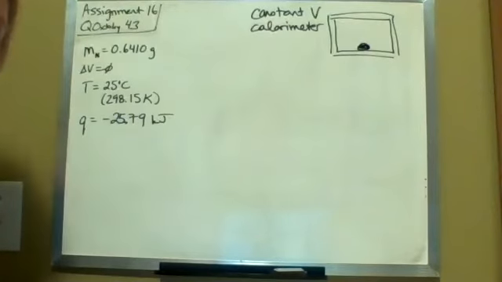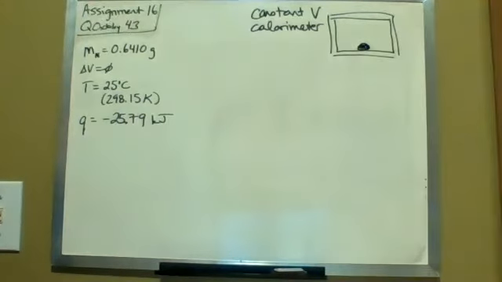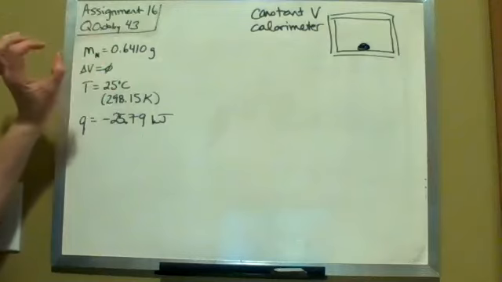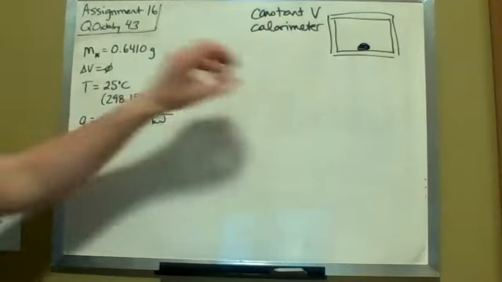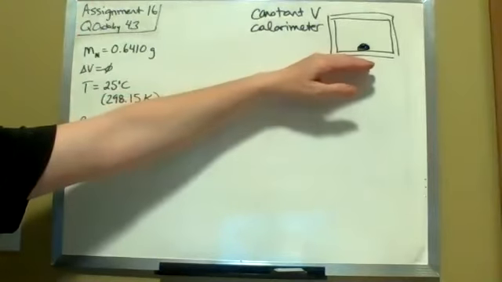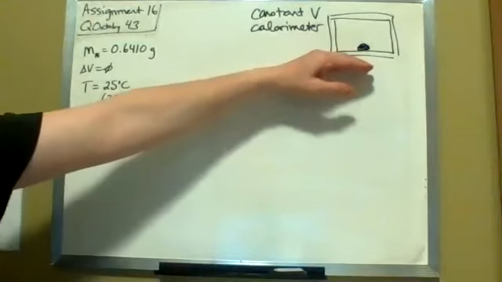Hello everyone, this is assignment 16, question 43 from the Oxtoby textbook. In this case here, you're given a solid sample of pure naphthalene and you're burning it in a constant volume calorimeter, so in a bomb calorimeter at 25 degrees.